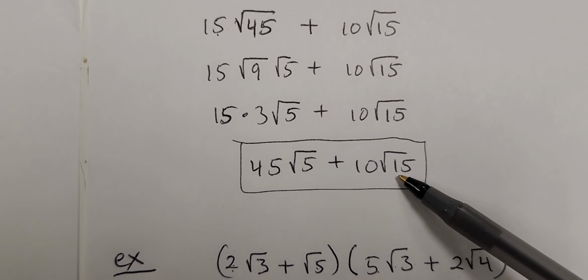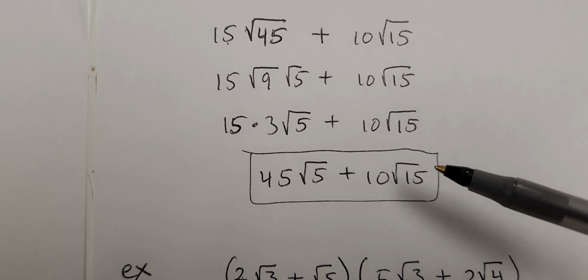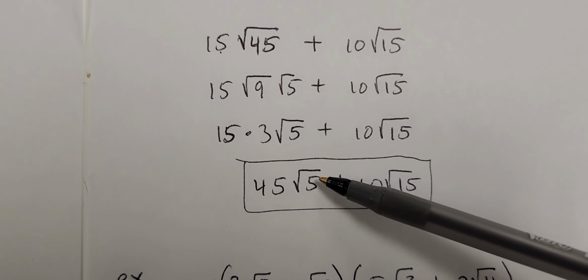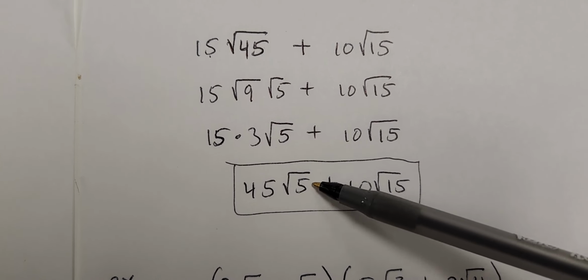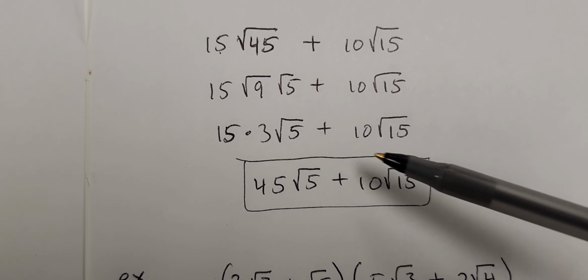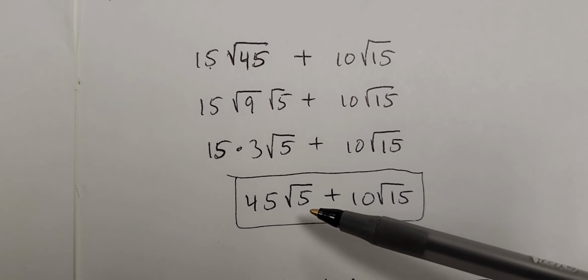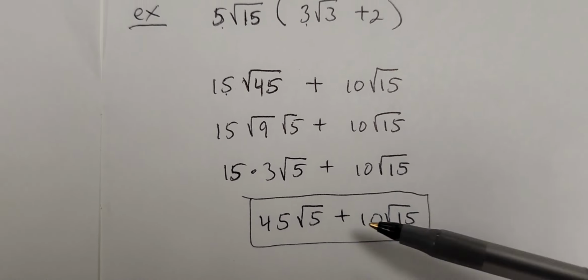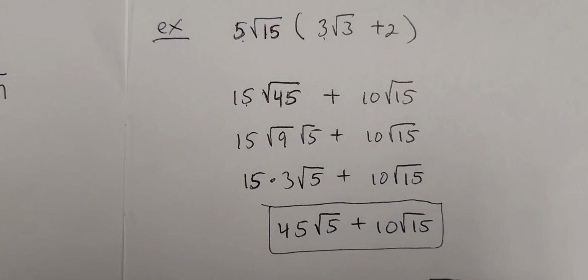Again, I can only add or subtract if they have the same number and the same radical. Make sure they're the same number and the same radical, and in this case they're not the same, so I leave it alone, and this is our final answer.